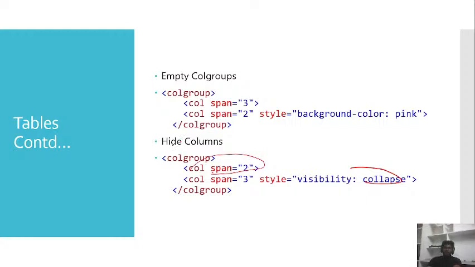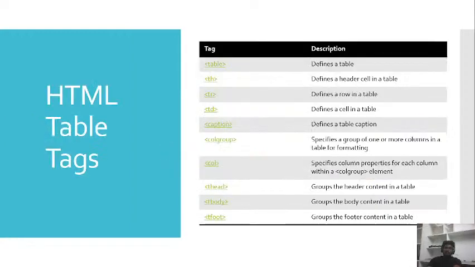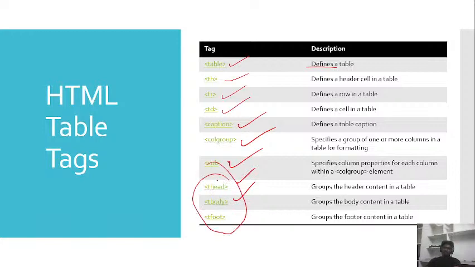This is how we have to hide the elements, and these are the important things. Table is for defining the table. Table heading is the th tag, tr tag for rows, td for table data, and caption for the caption. For column grouping, we discussed col for column, and table heading and table body. These things are not important, that's why I'm not discussing these three.